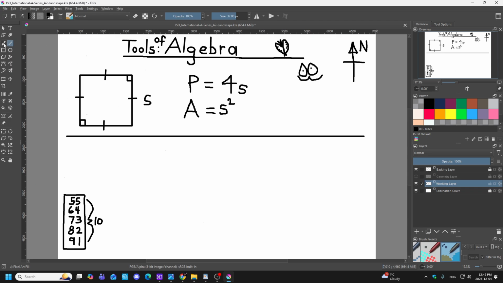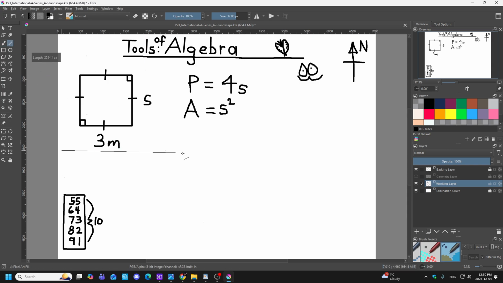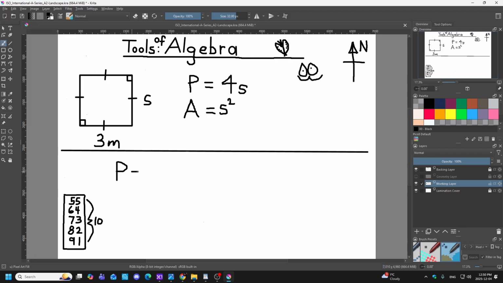Alright, let's work on some problems. A square with length 3 meters. Okay, so S is equal to 3 meters. I'm going to do it this way. 3 meters. There should be enough room. All right. Let's solve for the perimeter. 4S.